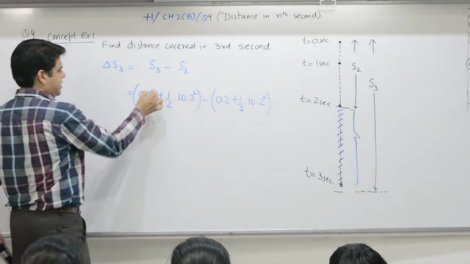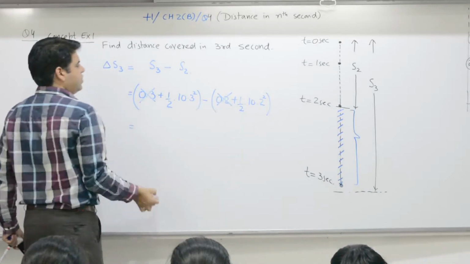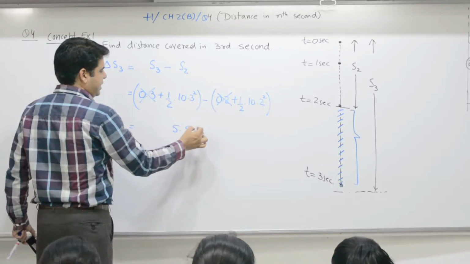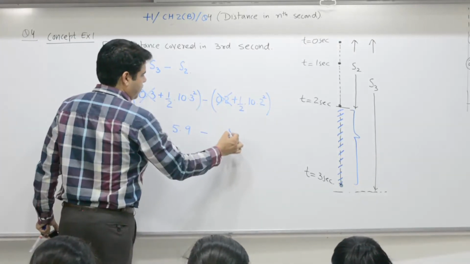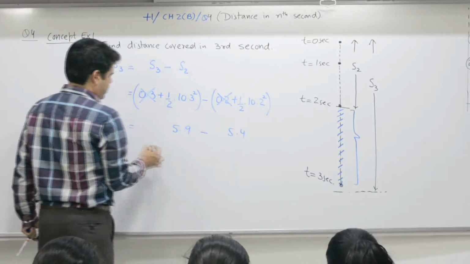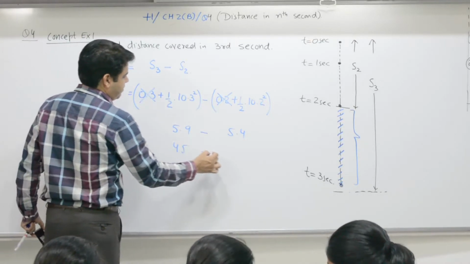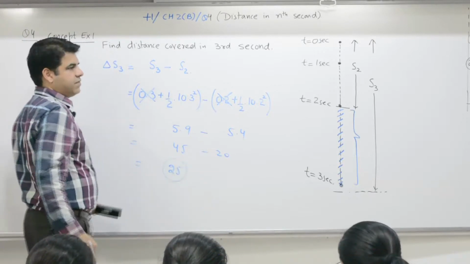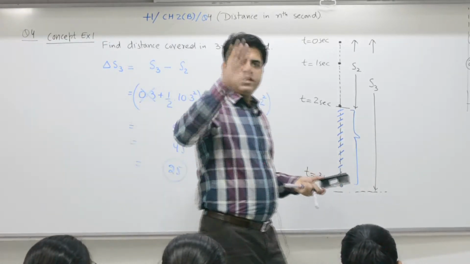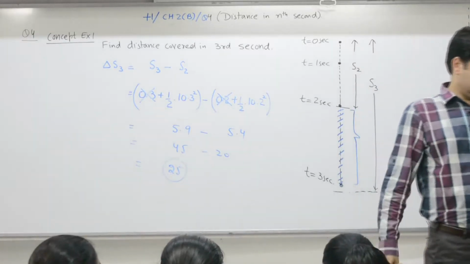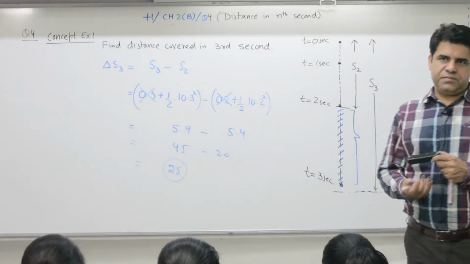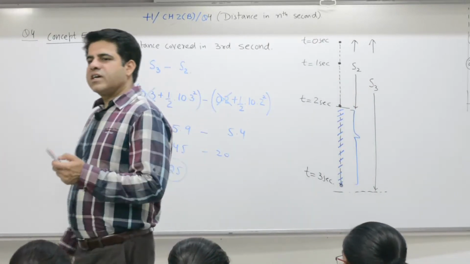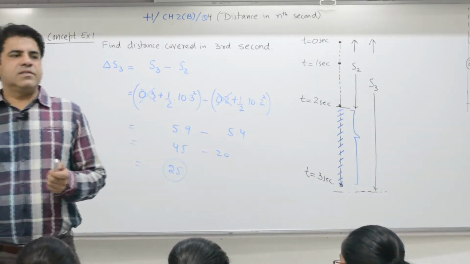So 0 into 3 and 0 into 2 are 0. This is 10 by 2, which is 5. 5 into 3 square, 9, minus 5 into 2 square, 4. 45 minus 20 is equal to 25. Who got 25? Raise your hands. 25 is the correct answer. This is a 9th class question. That is why I told you to read up at home.